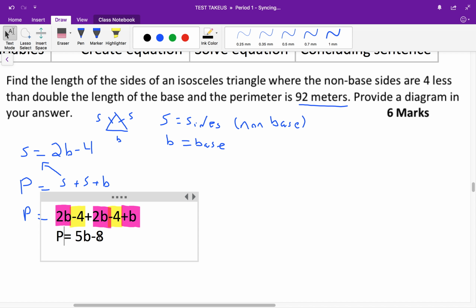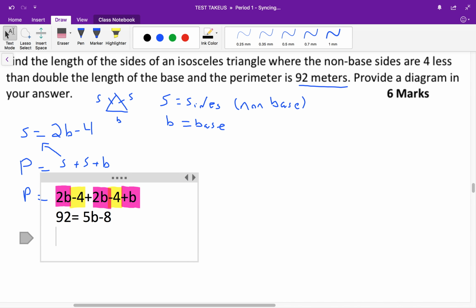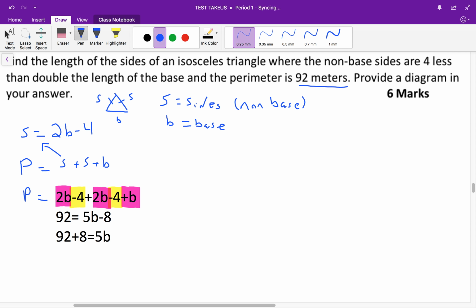Let's go back here since we know this here is 92. So our next line, we're going to move over the 8. So it's going to become a positive, so it's going to be plus 8 equals 5B. And if we think about that here, we're going to add 8 to this side. So we add 8 to this side, which moves us down there.